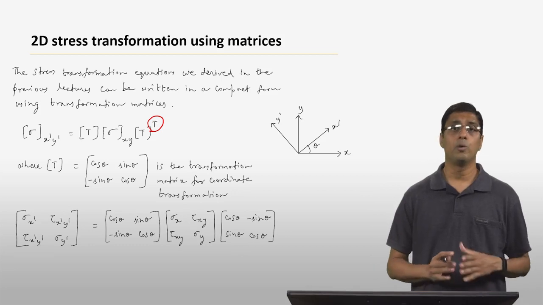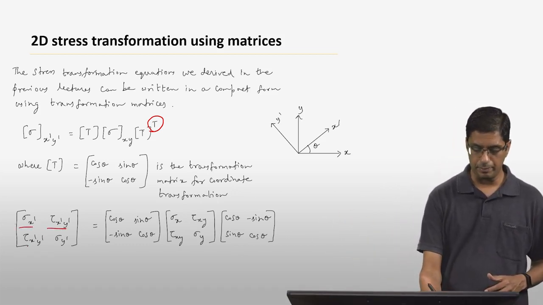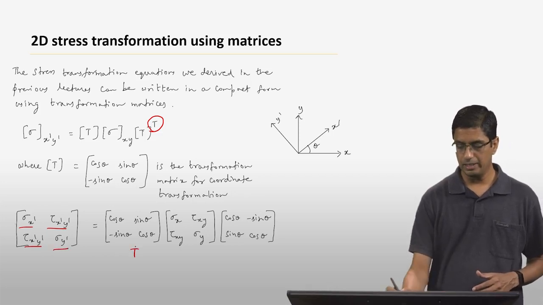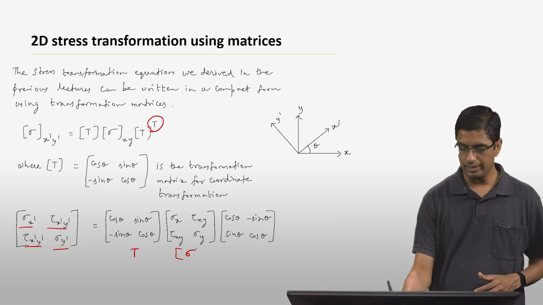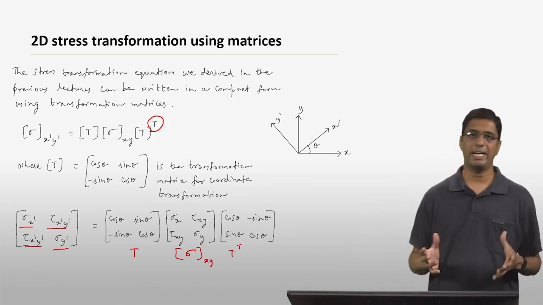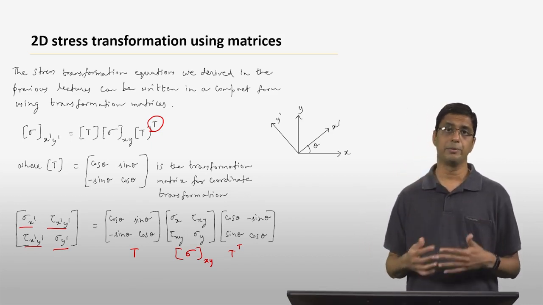So if you want to write it out fully, then sigma x prime, tau x prime y prime, tau x prime y prime, sigma y prime is this matrix T times sigma in the xy coordinate system here times T prime. So this is essentially a compact way of representing the equations that we derived for these 2D stress transformations.